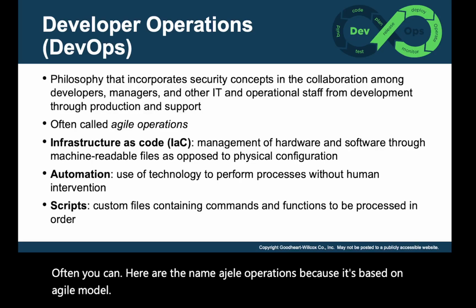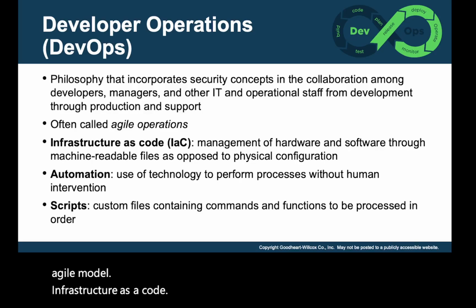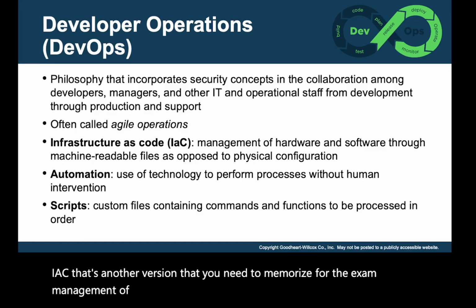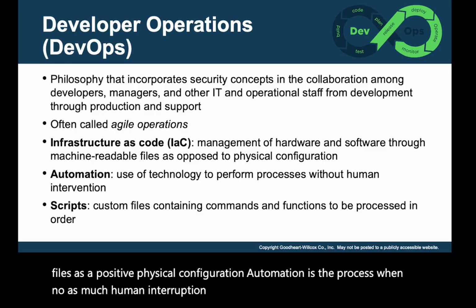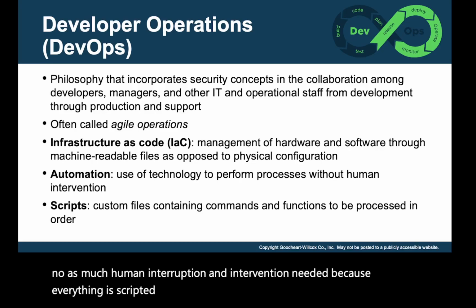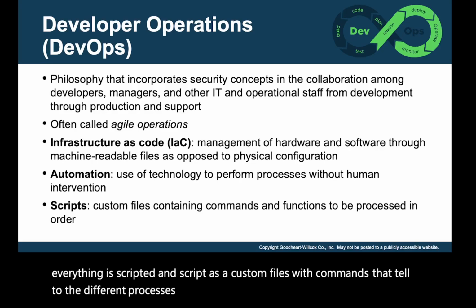Infrastructure as code, IaC. That's another abbreviation that you need to memorize for the exam. It is management of hardware and software through machine-readable files as opposed to physical configuration. Automation is the process where not as much human intervention is needed because everything is scripted. And a script is a custom file with commands that tell different processes when they need to start and what they need to do.